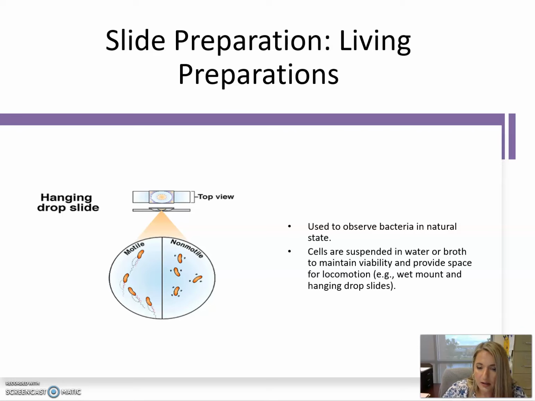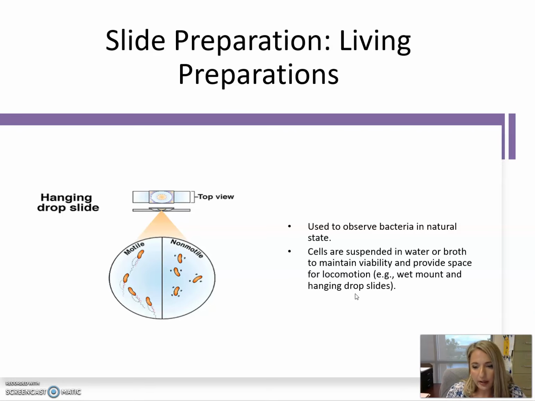This can be done by utilizing a wet mount or a hanging drop preparation. Both of those are just types of living preparations. Really all it is is taking a glass microscope slide, adding a sample of water or broth, adding bacteria to that sample, putting a cover slip over it, and looking at them under the microscope to see if they're mobile or not. If they're moving, that means they're mobile, which is a good indication that they obviously have flagella. If they're not moving, that typically means they're non-mobile and they likely do not have flagella.